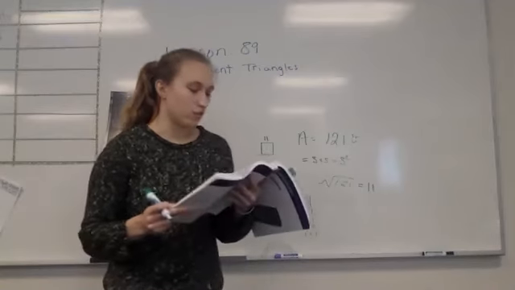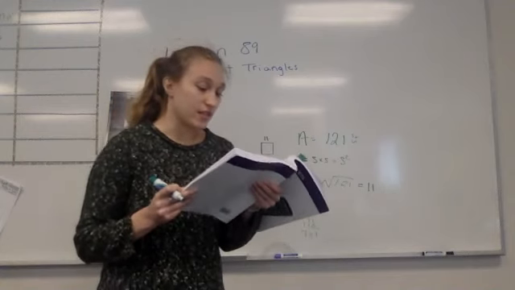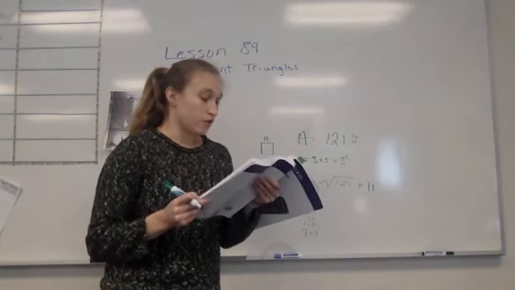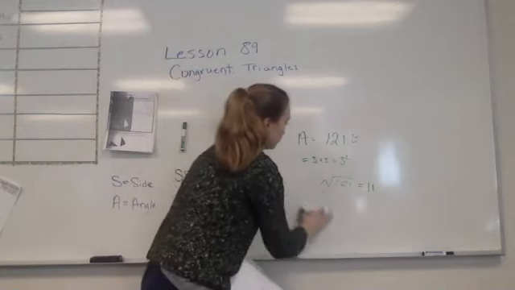The next one is, what is the width of a rectangle if the perimeter is 28 centimeters and the length is 9 centimeters? So again, you'll want to draw the shape.